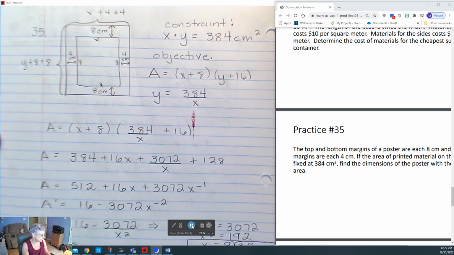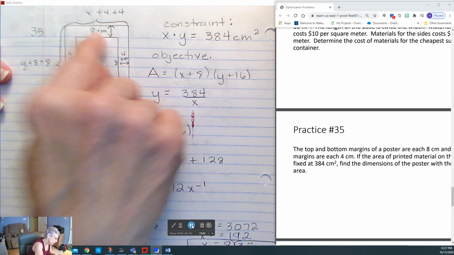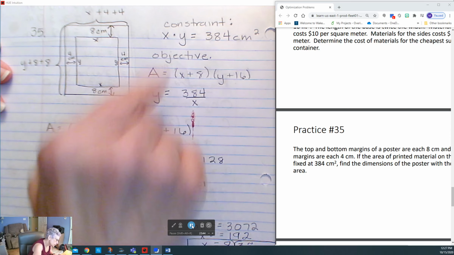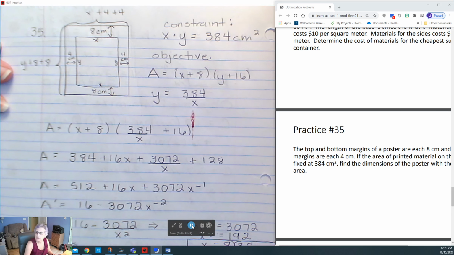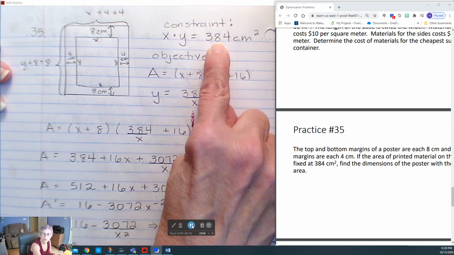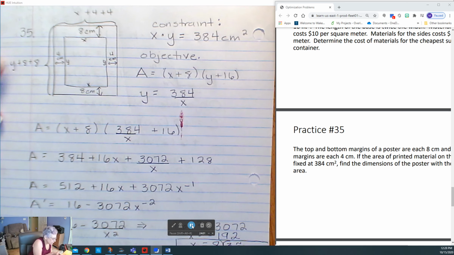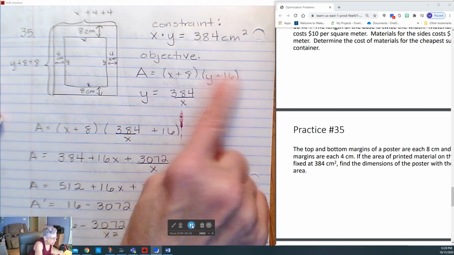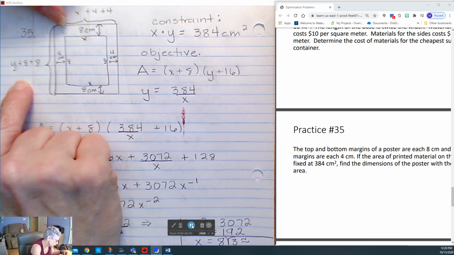Alrighty, here's my picture. I made my horizontal x's and my vertical lengths y. The constraint, or the margins, were 8 on the top and bottom and 4 on the sides. And the printed area was constrained at 384 square centimeters. So my objective was to minimize the total area of the poster.